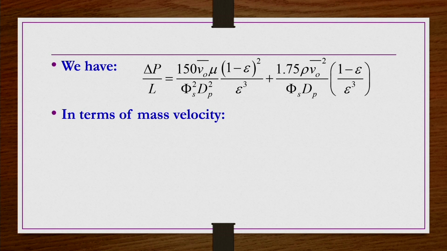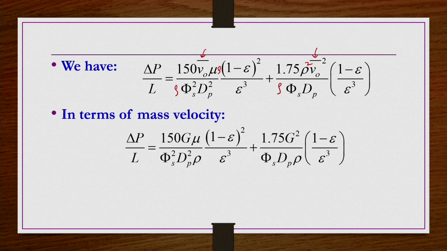So, this is the Ergun equation. Here also V naught bar is not known, and both the terms have V naught bar. So, wherever V naught bar is there, we multiply by density, so that we have rho V naught bar as G, and then rho square, and then you have rho here, so that here you have G square. In the second term you also have G square.